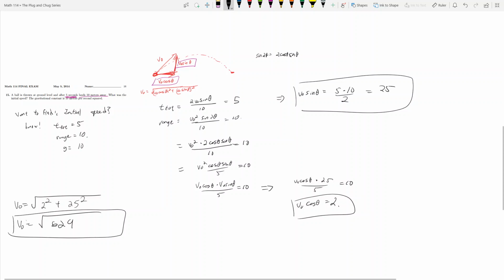So yeah, this is the essence of a projectile motion problem. You've got to fool around with the formulas. You've got to know what you want, and you want to manipulate these equations in certain ways to get what you want. Okay, so that's it for projectile motion.